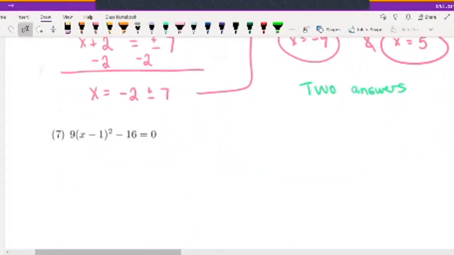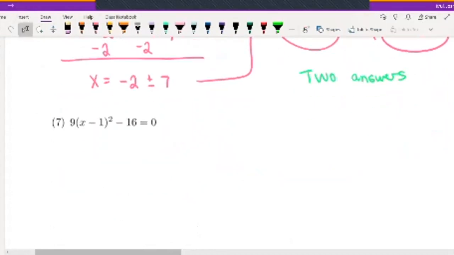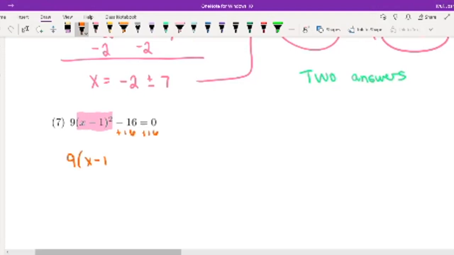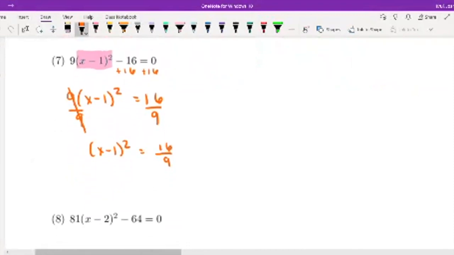The next one, in number 7, we'll see that x minus 1 is the quantity that's being squared. So the idea here is to isolate the square before taking the square root. In order to isolate it, you want to add the 16 to both sides. So now we have 9 times that square is equal to 16. The square is still not alone. We have to divide both sides by 9. And now the square is alone. So we can take the square root of both sides.